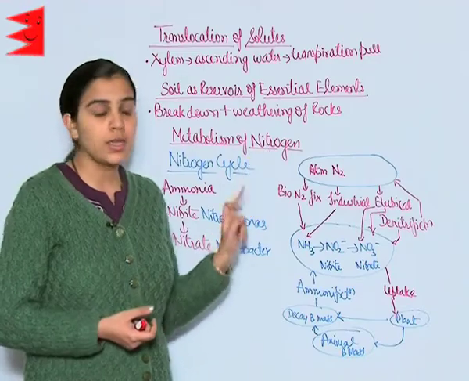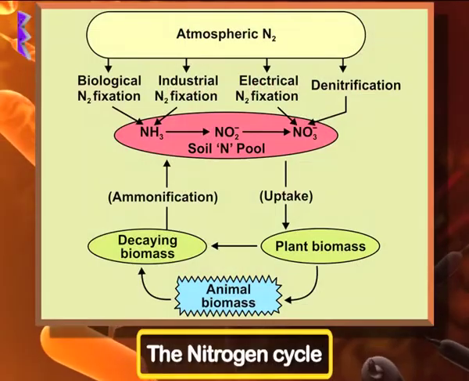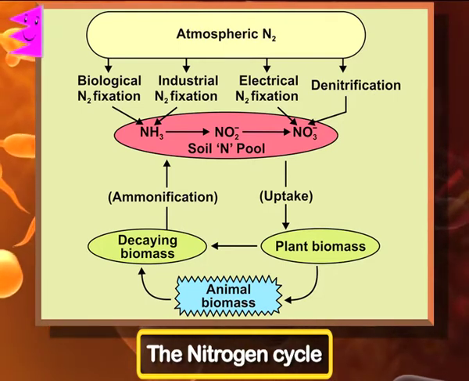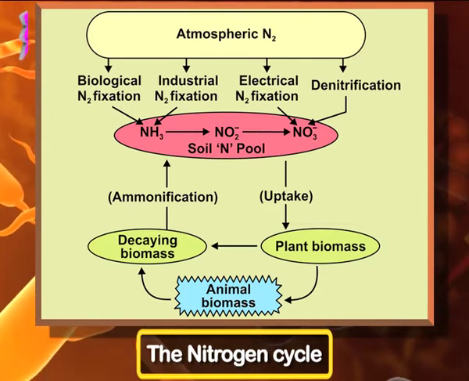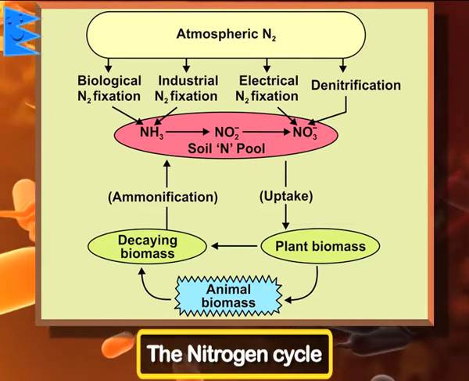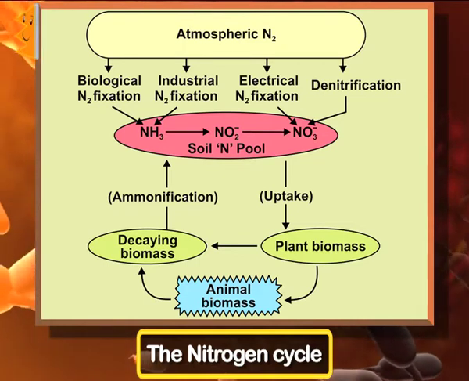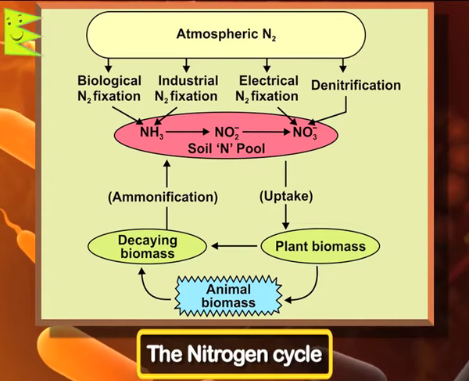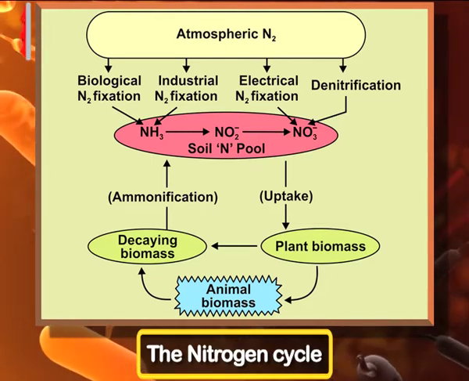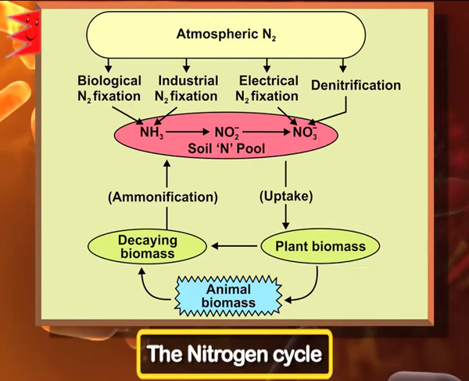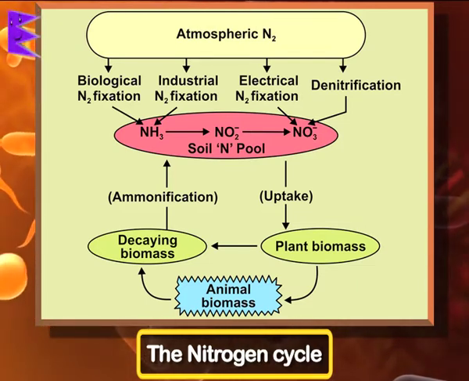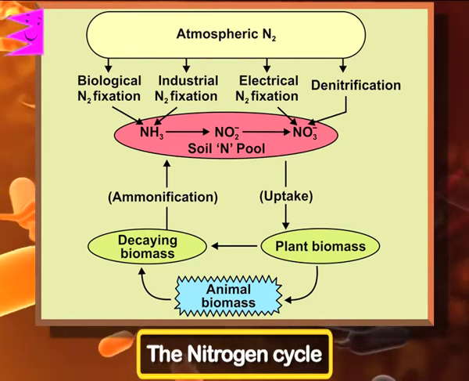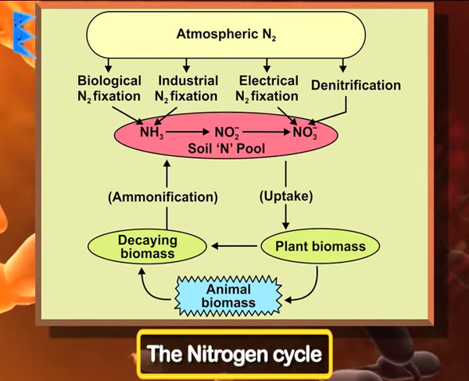Metabolism of nitrogen, nitrogen cycle. You can see in the diagram, this is atmospheric nitrogen. This nitrogen is converted into ammonia through biological nitrogen fixation and industrial nitrogen fixation, whereas this nitrogen is converted into nitrate through electrical nitrogen fixation, and this nitrate is further denitrified. The process of denitrification occurs and it is converted into atmospheric nitrogen.